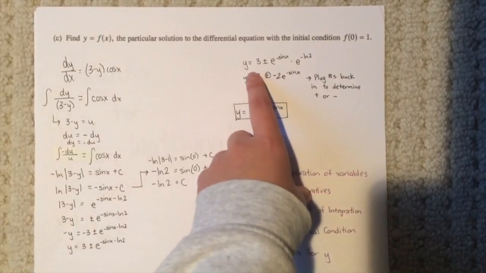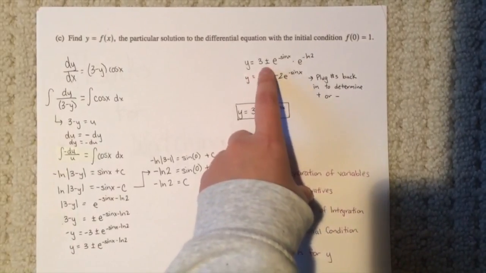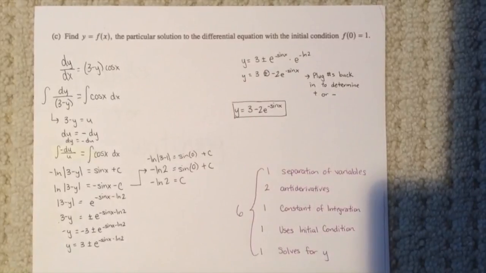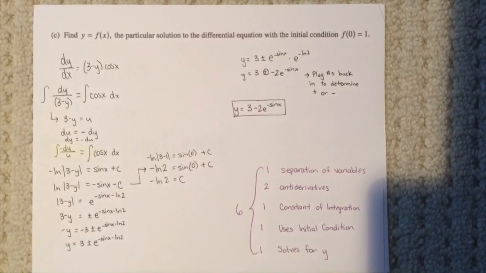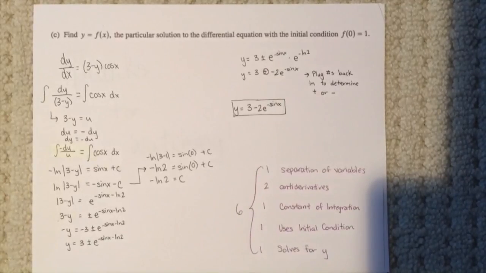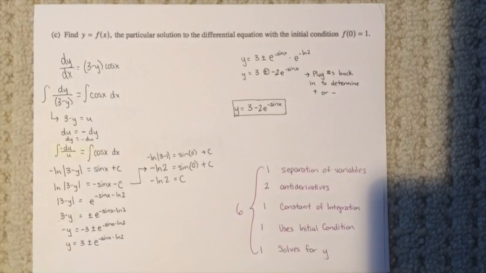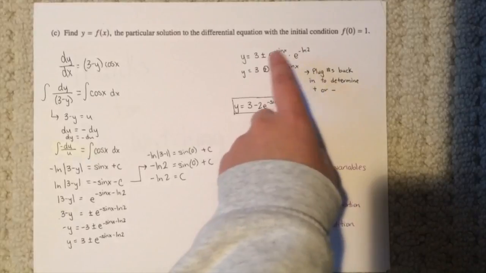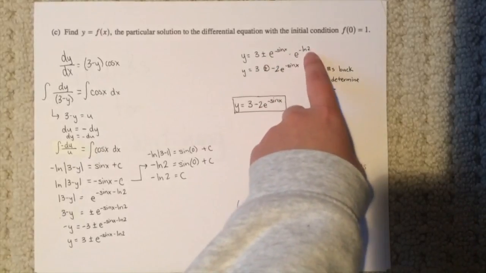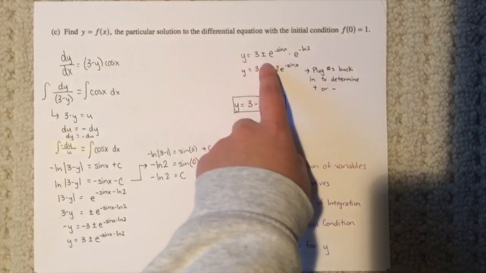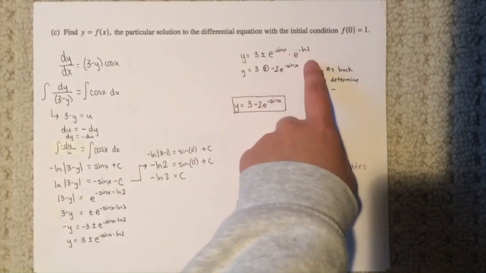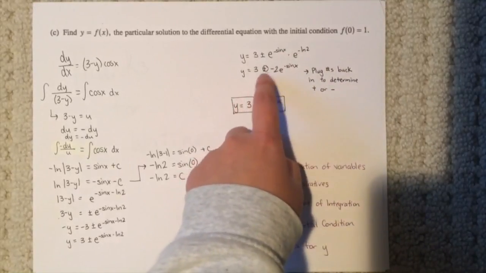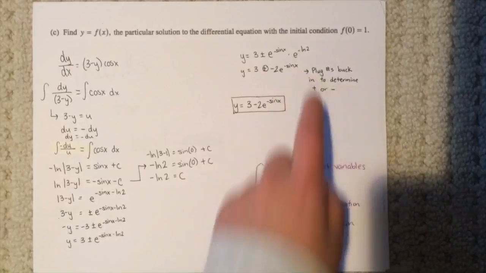Now continuing on over here, we got y equals 3 plus or minus e to the negative sine x times e to the negative ln 2. So in order to do this part of the algebra, you need to understand your exponential properties. Again, if exponents are added or subtracted, then we can separate them by having the same base and multiplying these two values together, e to the negative sine x and e to the negative ln 2. Thus we get 3 plus or minus e to the negative sine x times negative 2, which gives us y equals 3 plus or minus negative 2e to the negative sine x.